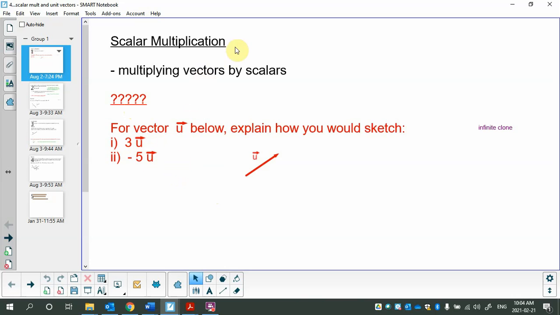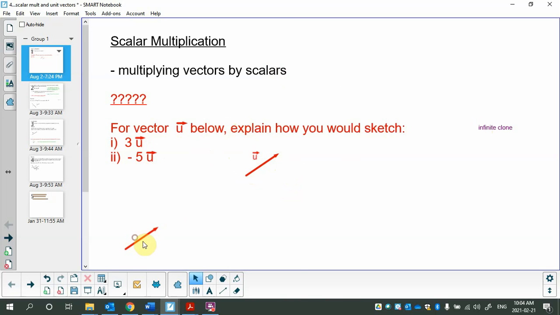So it's more in the realm of definition. So we're going to talk about scalar multiplication in this note, and this is defined as multiplying vectors by scalars. So multiplying a directed line segment by a regular number. And again, I've said that this is infinitely cloned, meaning that I can make as many u's as I want by just pulling it off. So for vector u below, explain how you would sketch 3u. Here is how you would sketch 3u.